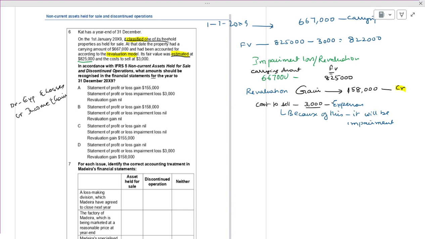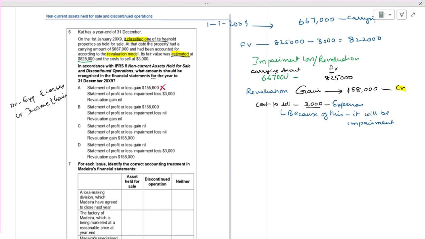Now, go through the statements one by one. Statement of profit and loss account, gain. Can we show the gain in the statement of profit and loss account? No, it is a non-current asset. When it is a non-current asset, we should not show it in the profit and loss account.